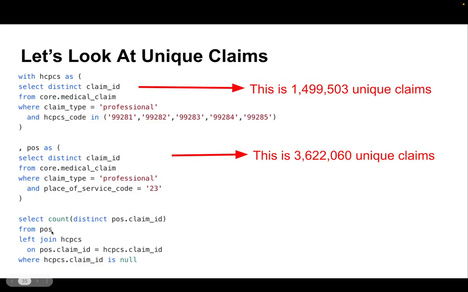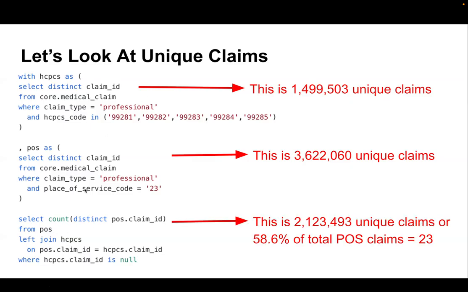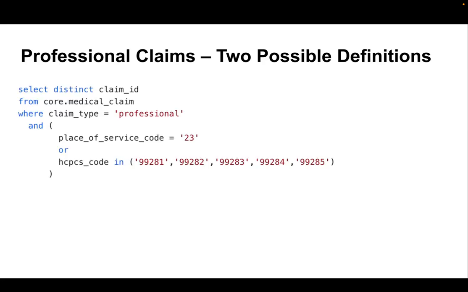And then let's just look at the overlap. Let's say, how many times do we have a claim ID that passes this place of service code test, if you will, where that claim ID does not have a 9928X, and that's happening a lot. So when we choose the method for how we identify professional claims, there's a more liberal approach, where we can say, let's consider place of service code equal 23 good, or let's consider any time there's a HCPCS code good. In the Medicare claims data, that results in a little over 3.6 million unique claims.